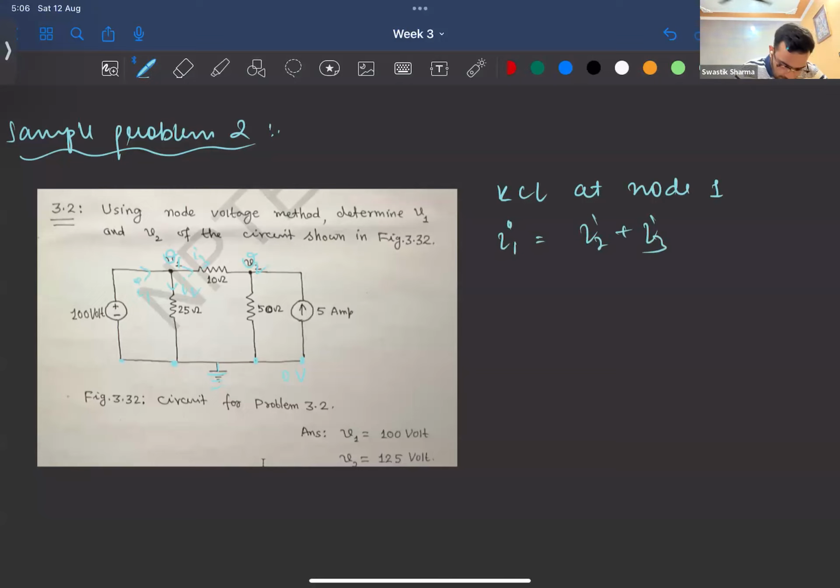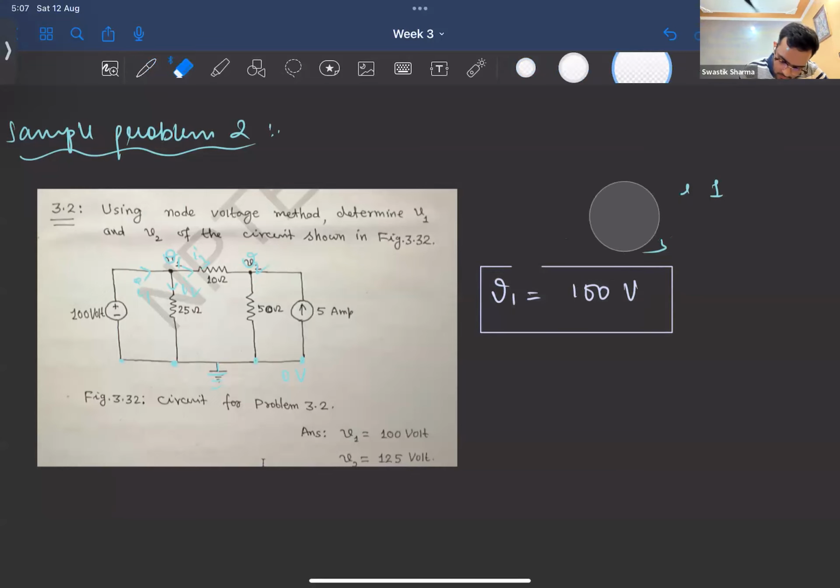Now, since the 100 volt source is connected directly across this branch, which is the 25 ohm branch, the voltage V1, how much would it be? It would be nothing but 100 volts, right? Is this correct? So we don't even need to write KCL at that node 1 because the voltage is already given.